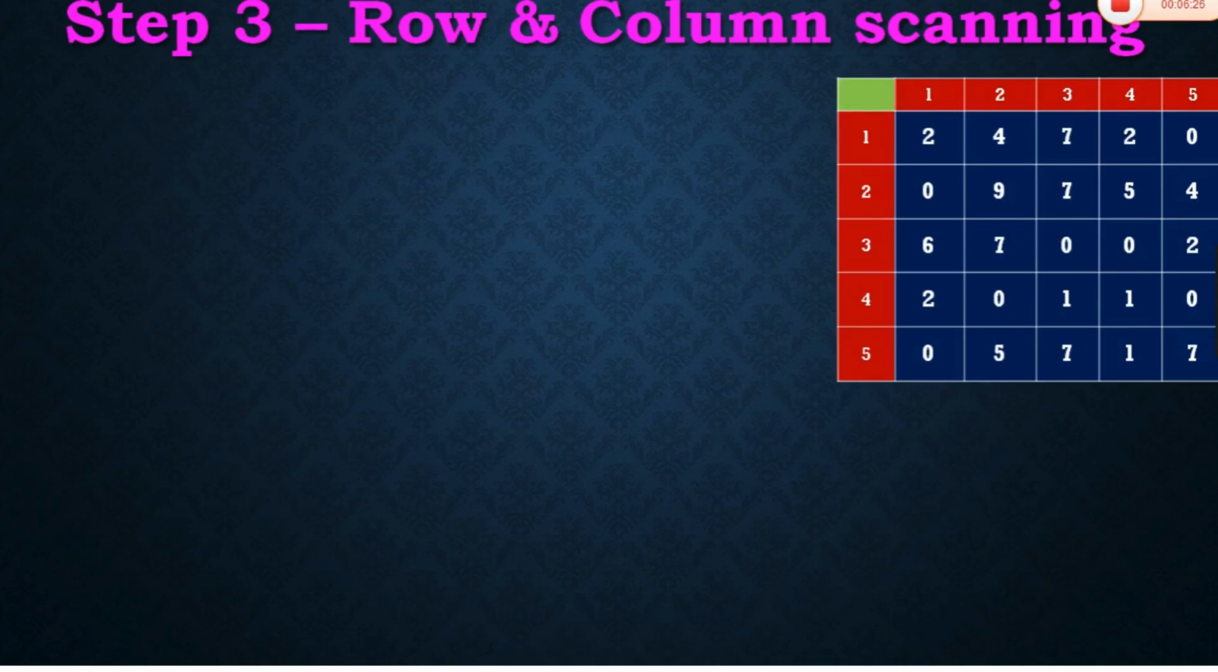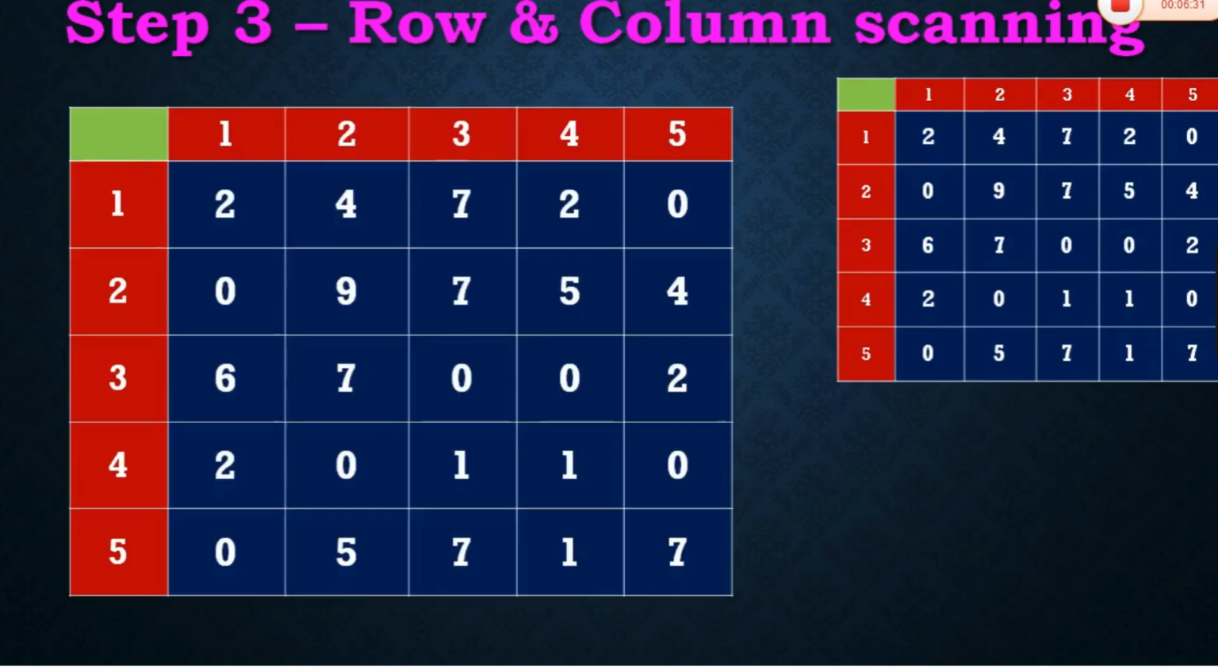This slide shows the final matrix after row and column reduction. Now we have to do row and column scanning simultaneously. First we have to do row scanning. Here we have to check if there is exactly 1 zero in each row. If yes, mark a square around that 0 and draw a vertical line passing through that 0.